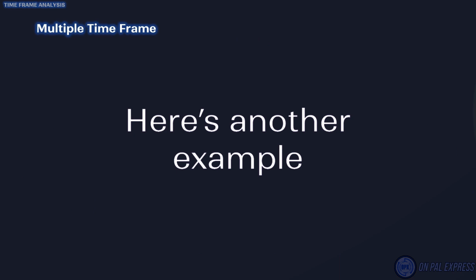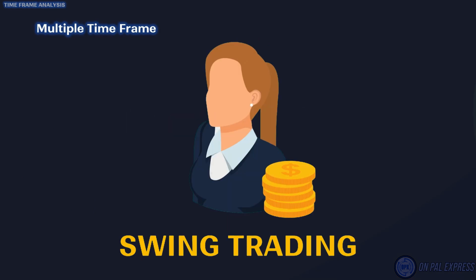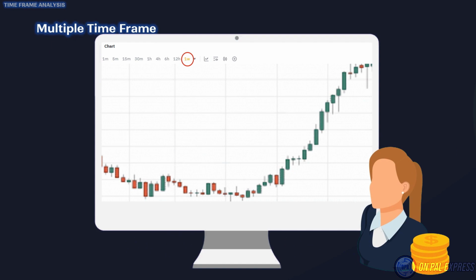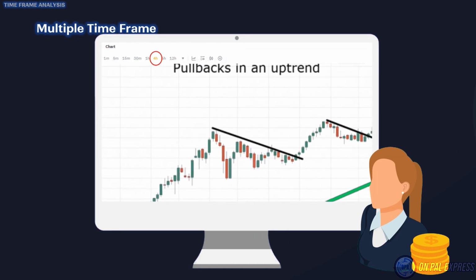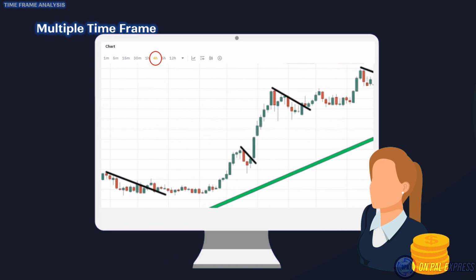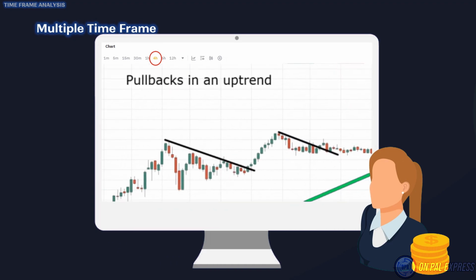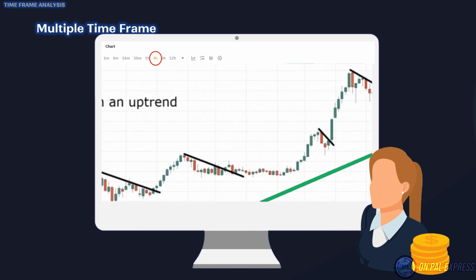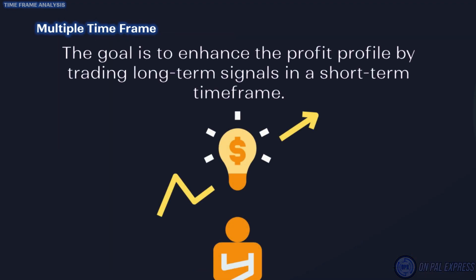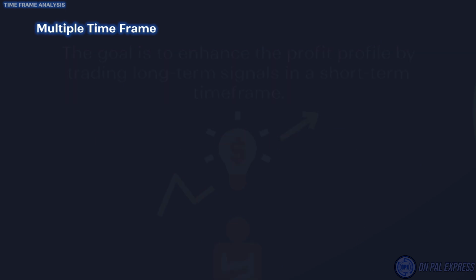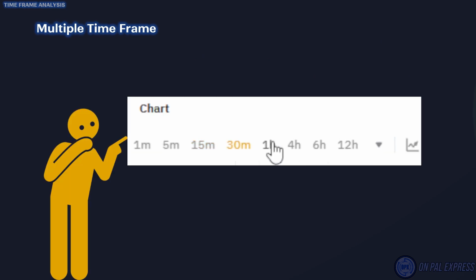Here's another example. In swing trading, you use a longer time frame as you notice an uptrend on the weekly chart. You also view the smaller time frame, specifically on the 4-hour chart, and you identify a pullback within that uptrend. So based on the higher time frame trend, you decide to enter a long position during the pullback. Remember, the goal is to enhance the profit profile by trading long-term signals in a short-term time frame. Consistency matters, so pick a time frame combination and stick with it to gain experience.